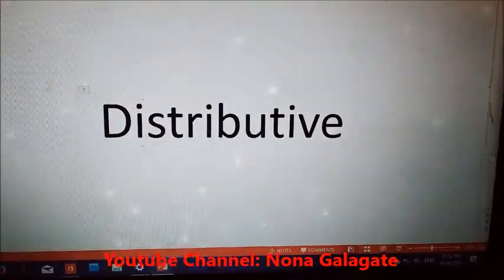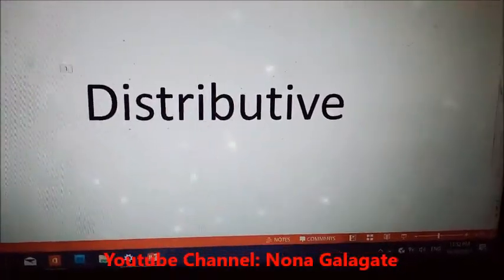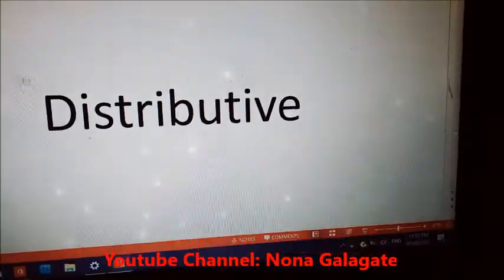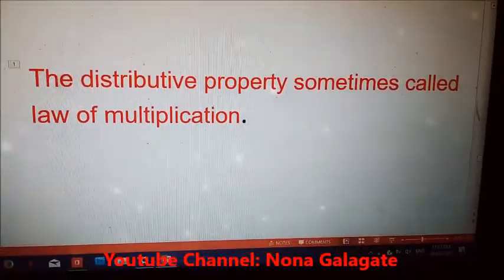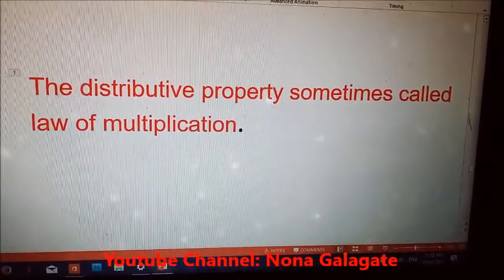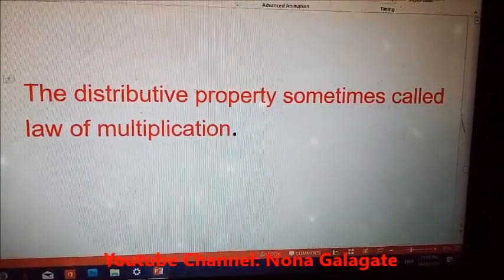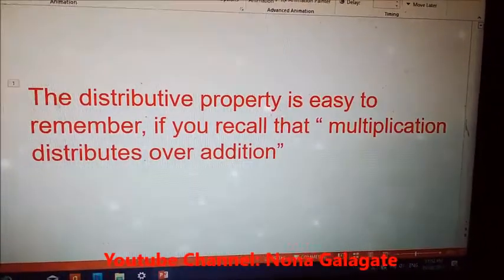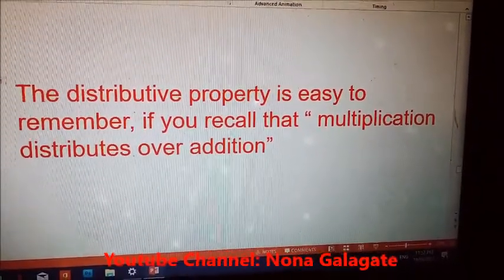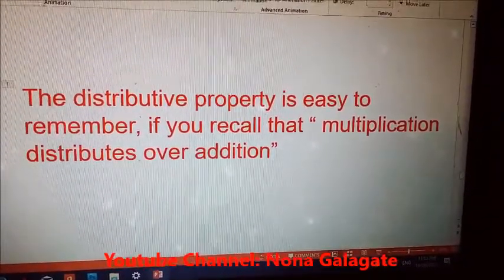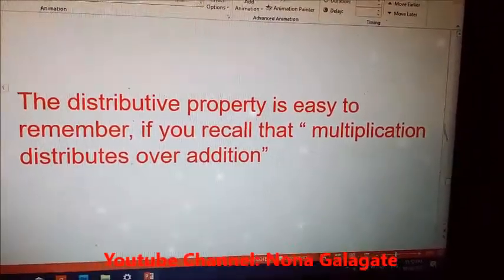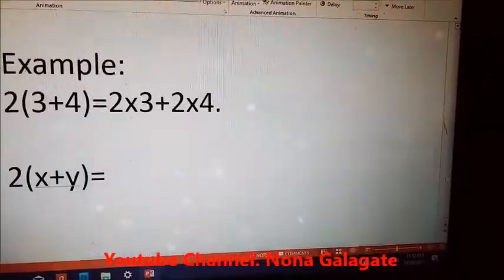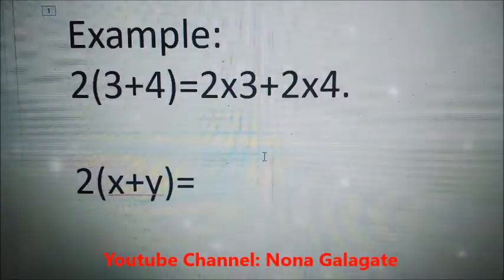So next is the distributive property. What is the distributive property? The distributive property is sometimes called the law of multiplication. It is easy to remember if you recall that multiplication distributes over addition. So we have an example here, an example for the distributive property.